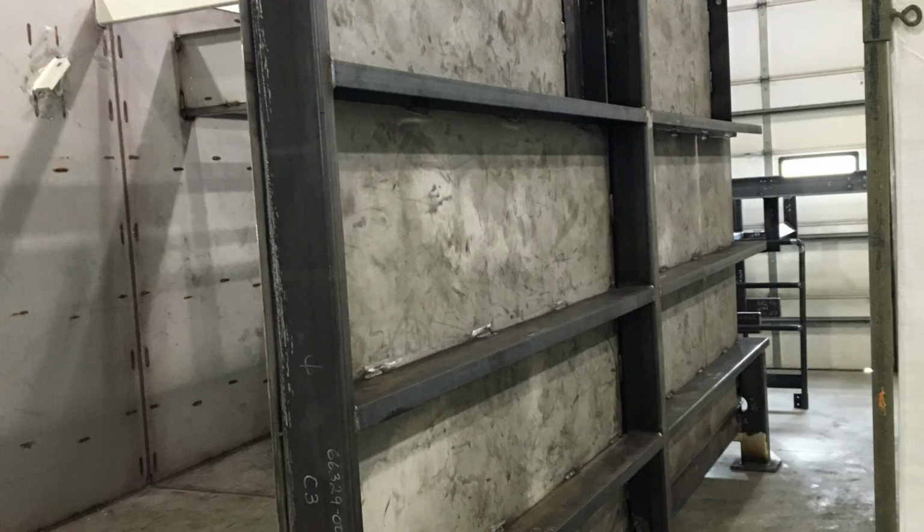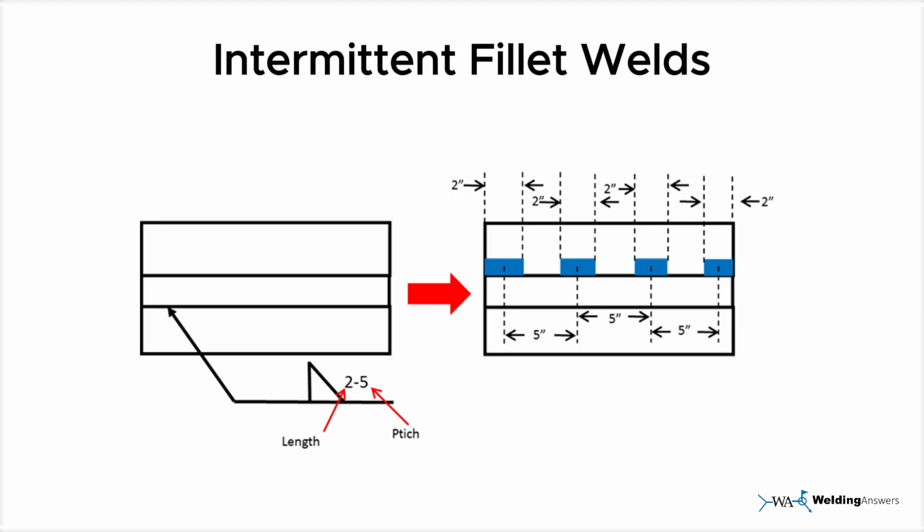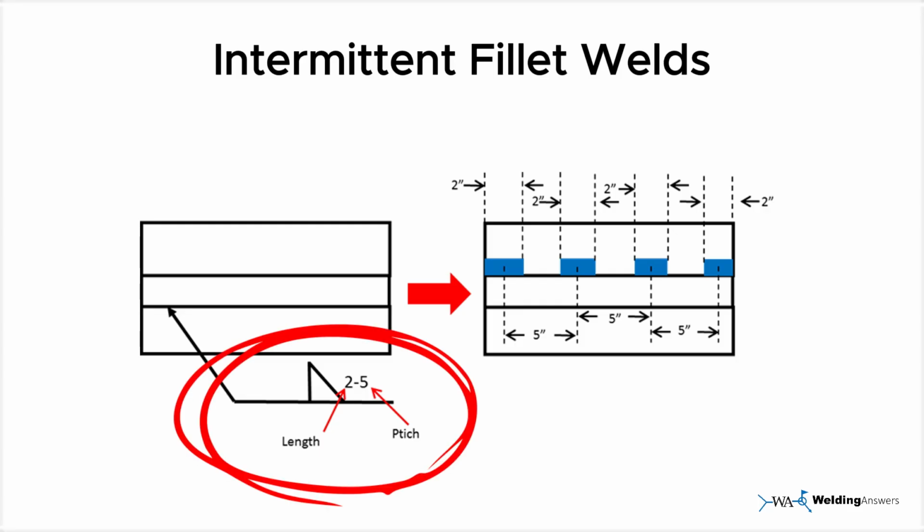Sometimes a weld isn't continuous along a joint. For these, we use intermittent fillet welds. Intermittent fillet welds are specified by indicating the length of each weld segment and the pitch. The pitch is the distance from the center of one weld segment to the center of the next adjacent segment. So for example, 2-5 would mean a 2-inch weld segment followed by a gap, with the next segment starting 5 inches from the start of the previous one.